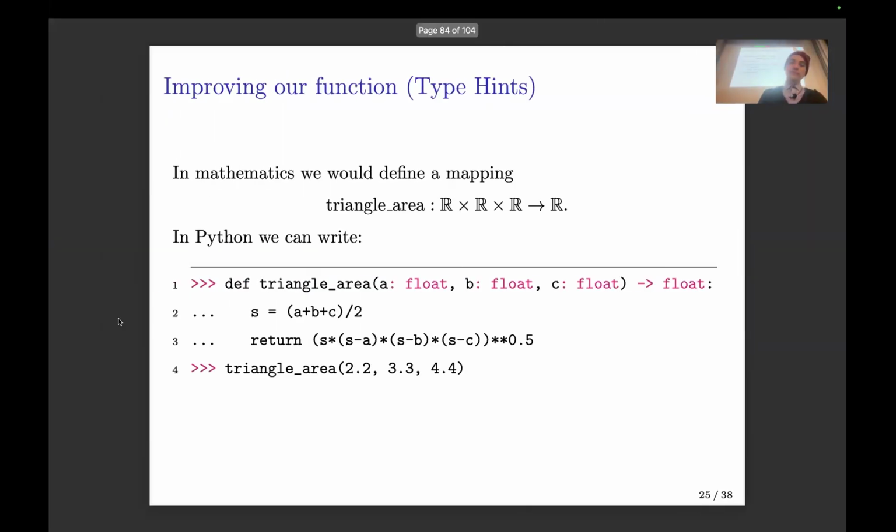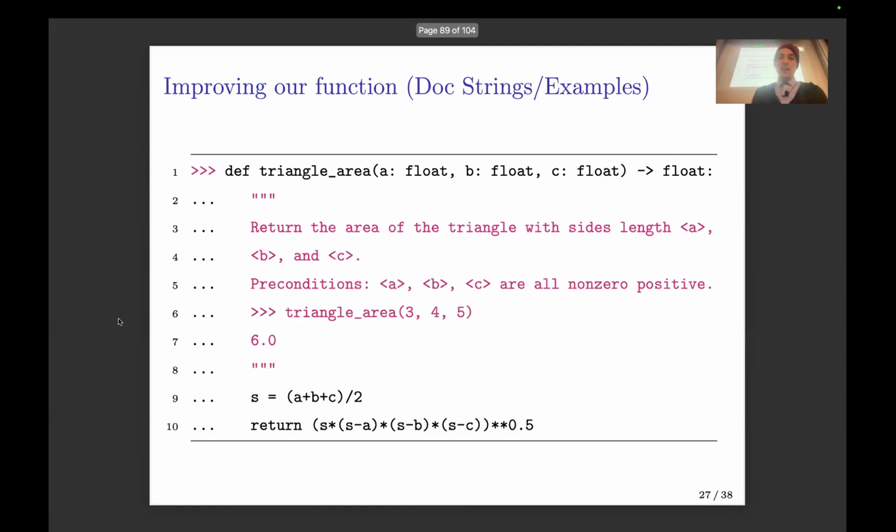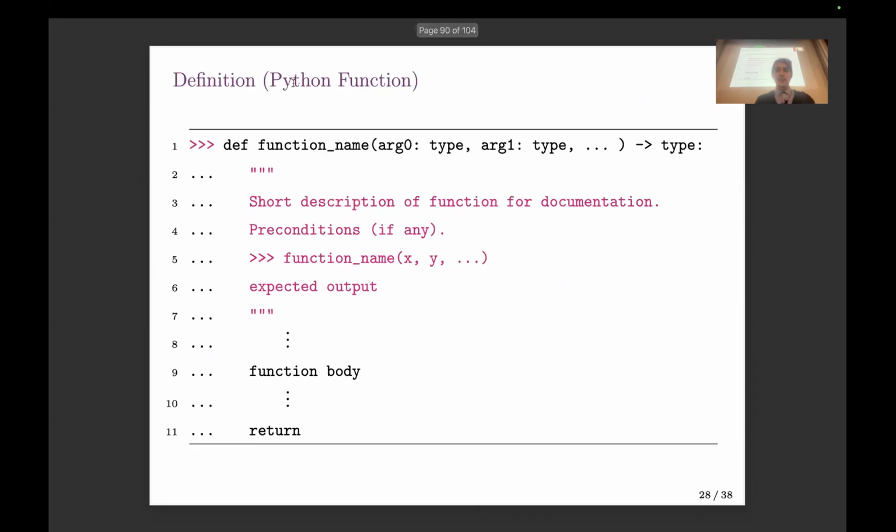Okay. So there we go. Type hints are not enforced. This is very important, but we're going to include them for documentation. So this is Heron's formula in its full form, having a description, preconditions, and area. And here's the framework for an arbitrary Python function.